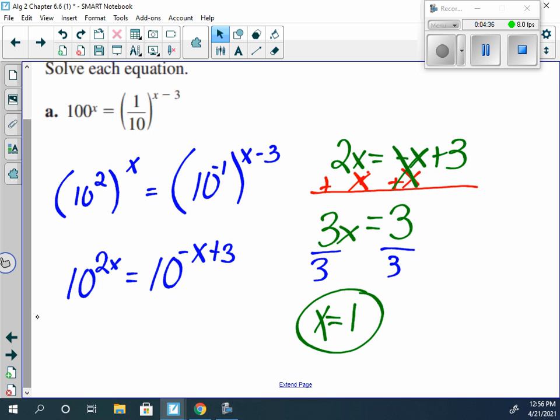Any questions on any of this here? And if we wanted to check it, we could plug 1 back into our original problem for x on both sides, and we'll see that they will be the same thing. They'll give us the same value. Any questions on any of this here so far?